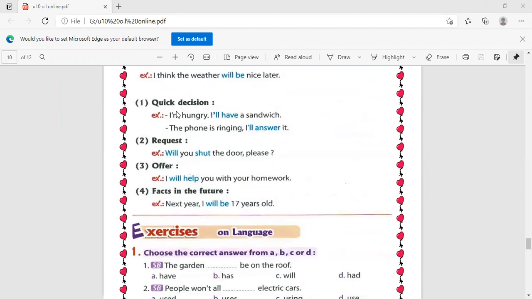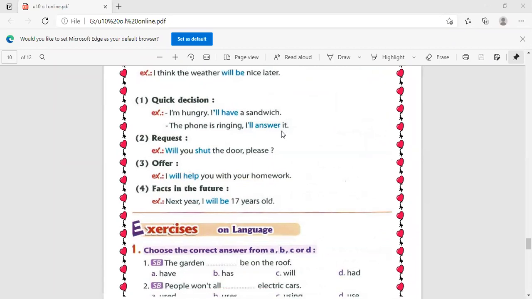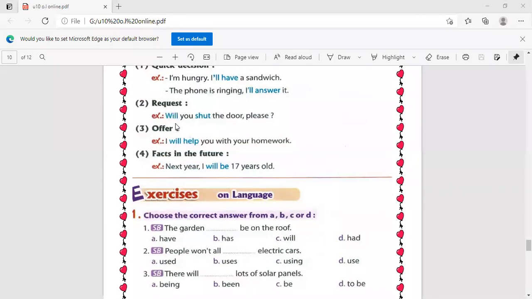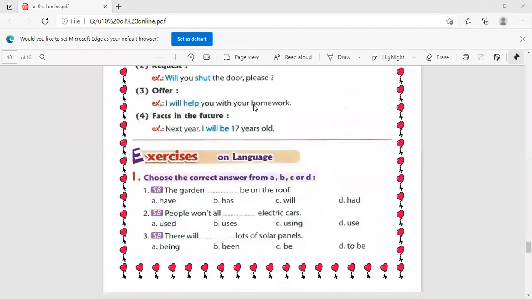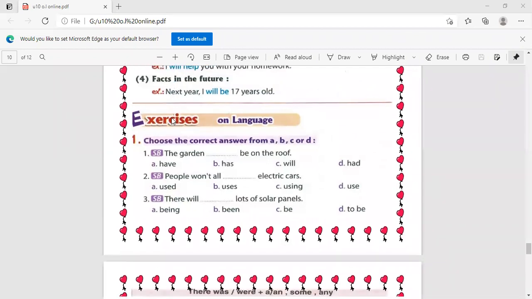Okay, when we make a quick decision: I am hungry, I will have a sandwich now. I decide to do something at the moment of speaking. The phone is ringing, I'll answer it. Request: when we make a request, will you shut the door, please? Offer: when we make an offer, I'll help you with your homework. Okay, we use it for facts in the future. Next year, I will be 17 years old.